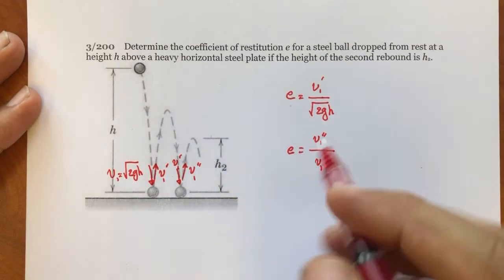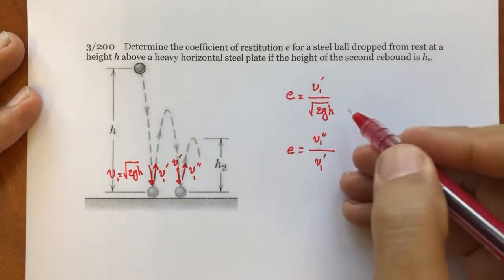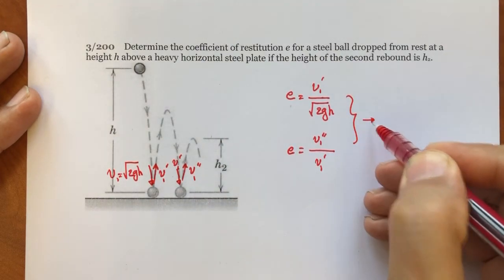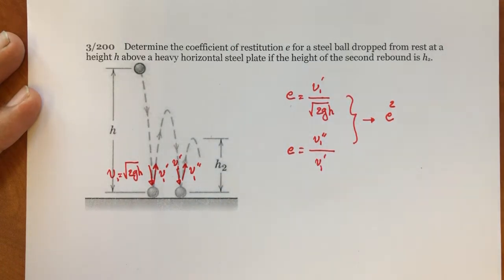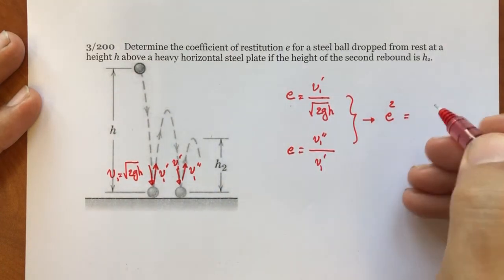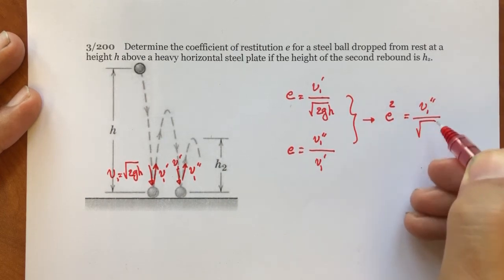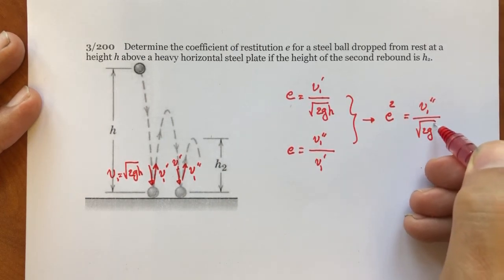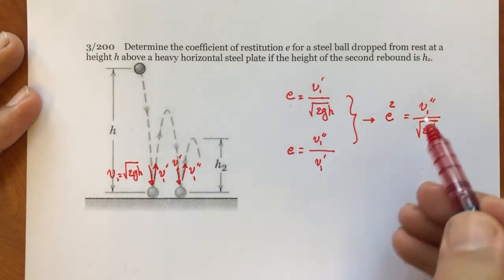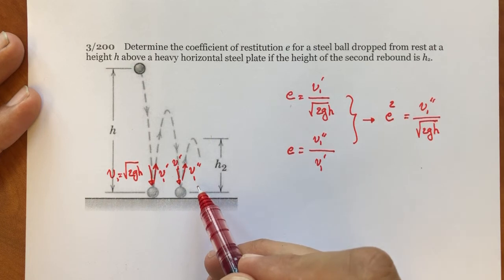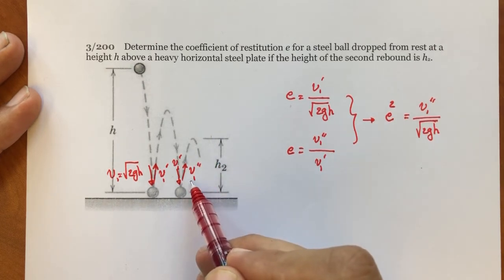And so we have these two equations. If I multiply these two equations together, I'm going to have E squared. v1 prime is going to cancel out. And we are going to have v1 double prime divided by the square root of 2gh. But we know what h2 is. I don't know what v1 double prime is, but we know there is a relationship between h2 and v1 double prime.